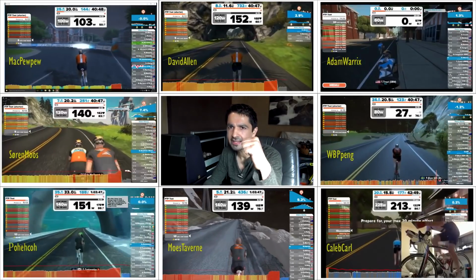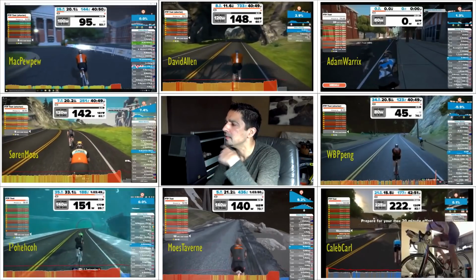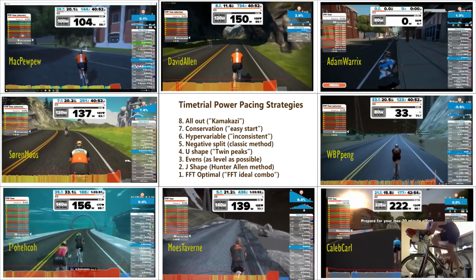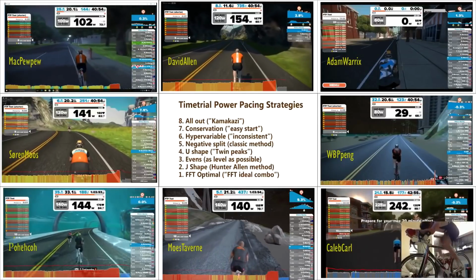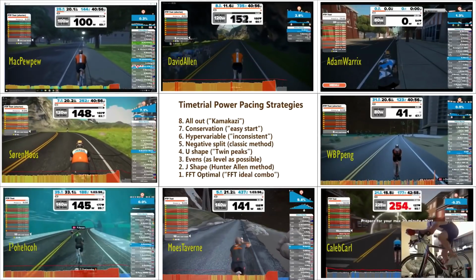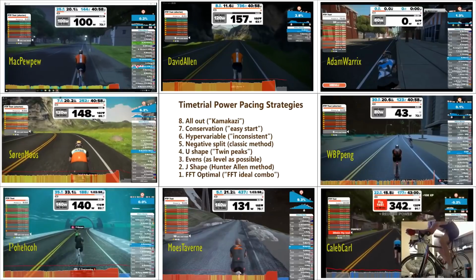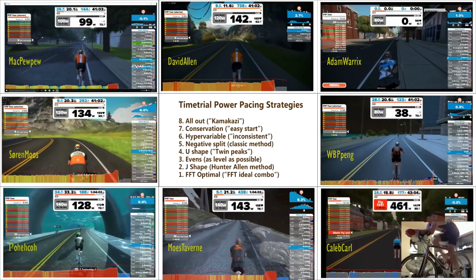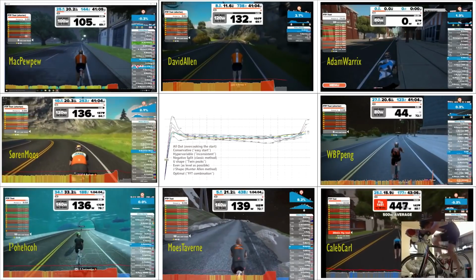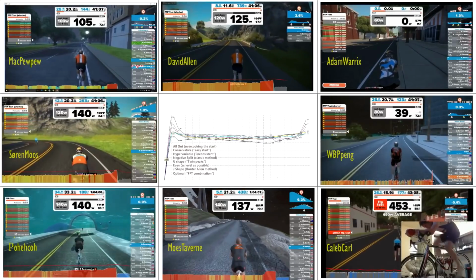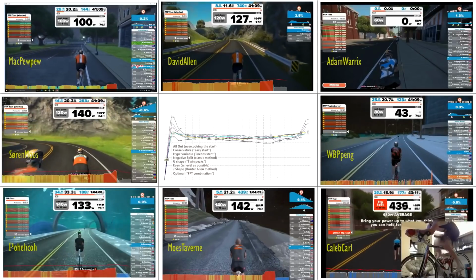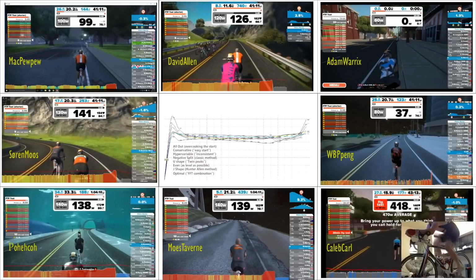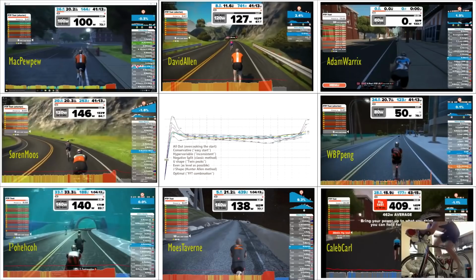And full credit, guys, to all the riders here. Every rider's got a PB. So really great job. Mostavan and Pekka were the ones that really went out fairly easy. I would say Adam did probably a U shape. I would say Caleb Carl, with that massive sprint at the end, did a J shape. I would actually put Pekka in a probable negative split category.